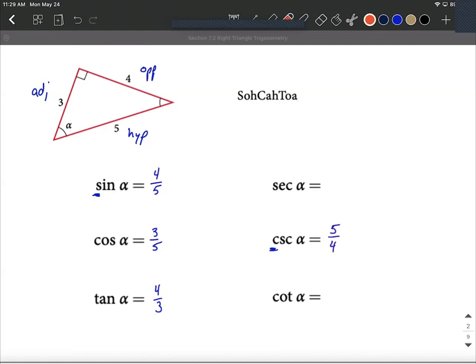We also remember that cosine and secant go hand in hand because of the S and the C that they start with. But it's the reciprocal relationship, so cosine was 3 over 5, secant is going to be 5 over 3. And finally, tangent and cotangent go hand in hand, but they're reciprocals. So instead of 4 over 3, 3 over 4. And there we have it, all 6 trigonometric ratios based on a triangle.